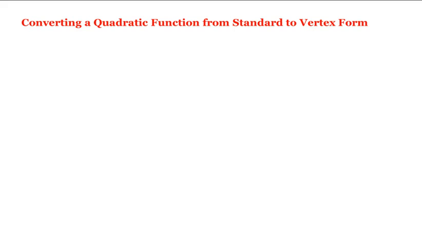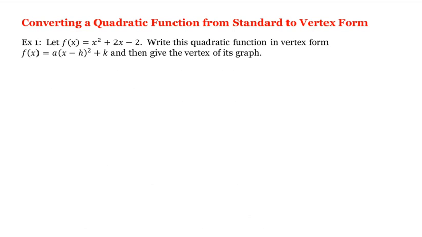Let's learn how to convert a quadratic function from standard to vertex form. For example, let's convert this function here, f of x equals x squared plus 2x minus 2, to the vertex form, f of x is equal to a times x minus h squared plus k, and then we'll give the vertex of its graph. Now our function here is written in standard form, and in order to convert a quadratic function written in standard form into this vertex form here, we complete the square.